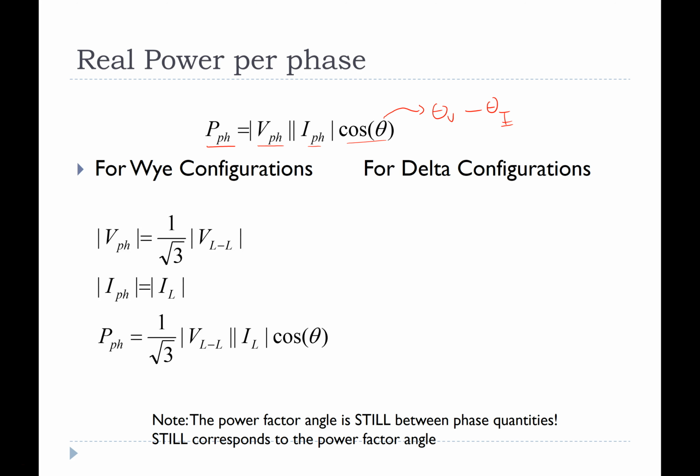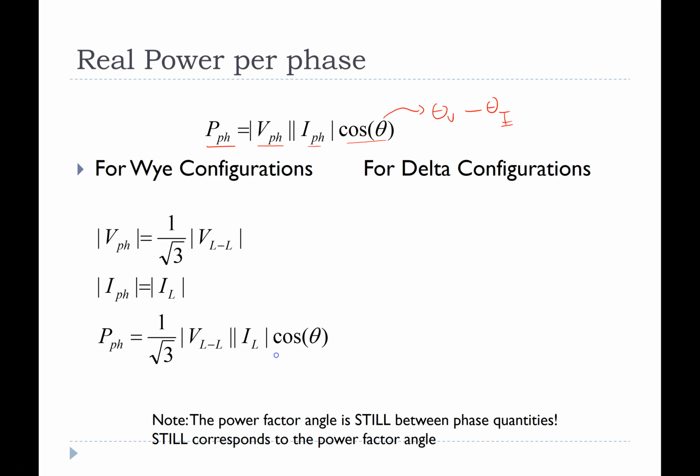So for Y configuration, we know V phase is equal to 1 on root 3 by V line. Remember, there's no angle here because we're just looking at the modulus, the absolute values, and we know that I phase is equal to I line. The magnitude of I phase is equal to the magnitude of I line. So the power per phase, if we substitute V phase, is 1 on root 3 V line to line. We will get this part here, and then I phase is equal to I line, we get this part here. Cosine theta remains the same.